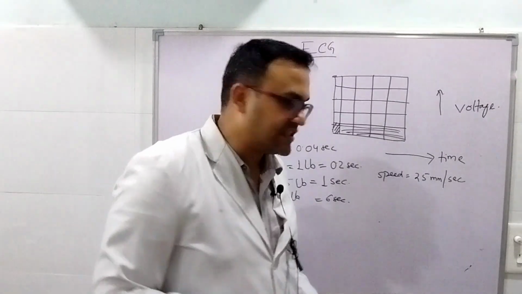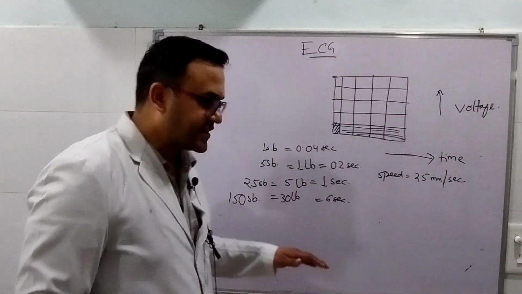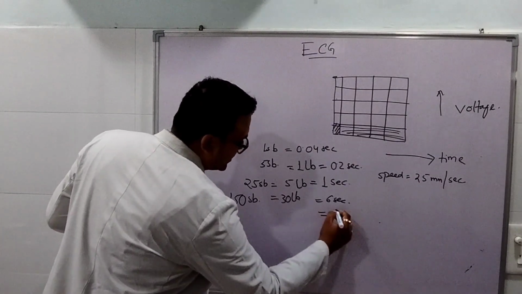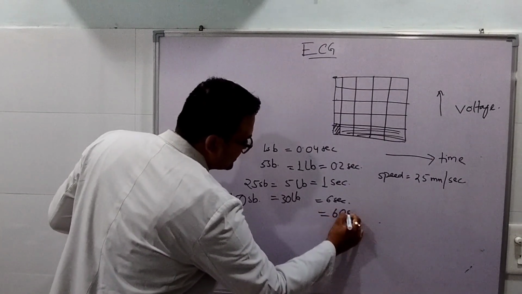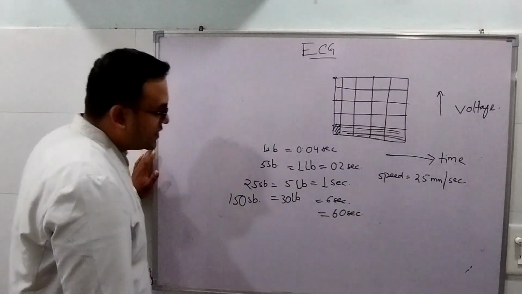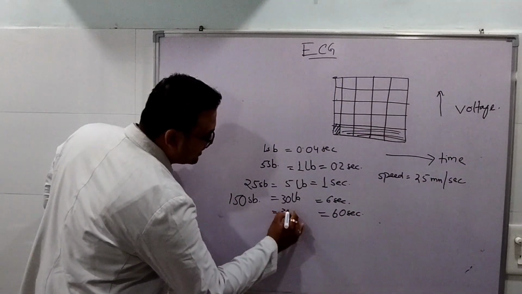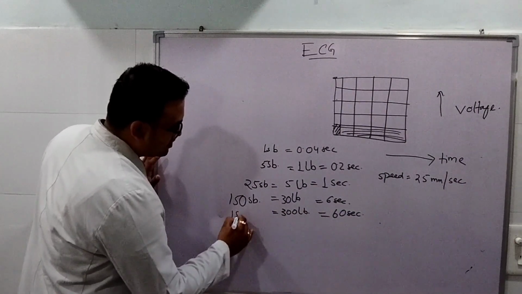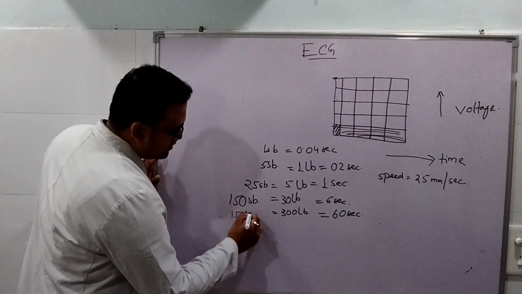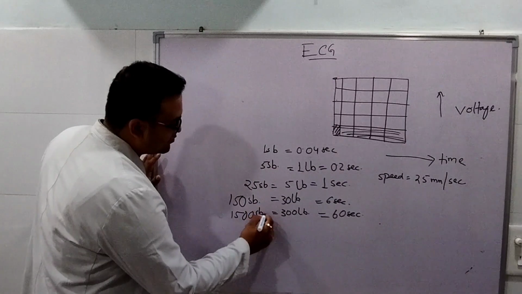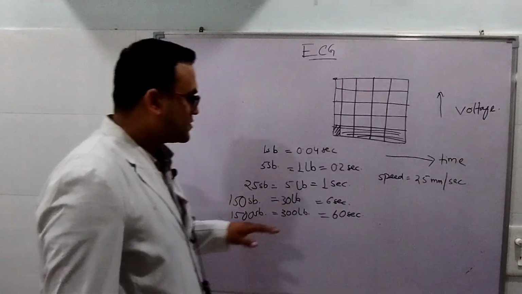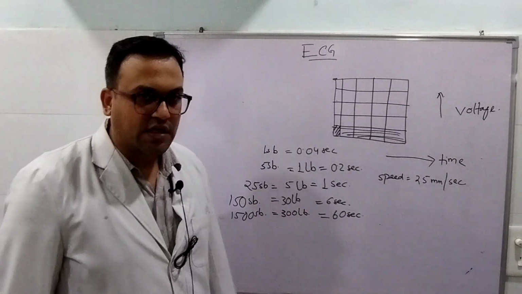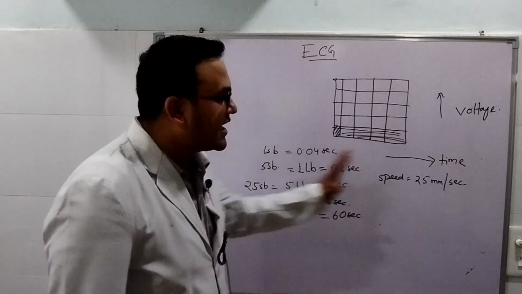In a conventional ECG we take around 10 seconds, so this is 6 seconds we are taking. If we have to take 1 minute, that is 60 seconds, that comes as 300 large boxes or 1500 small boxes. So in 1 minute we get 300 large boxes. So this is about the x-axis.